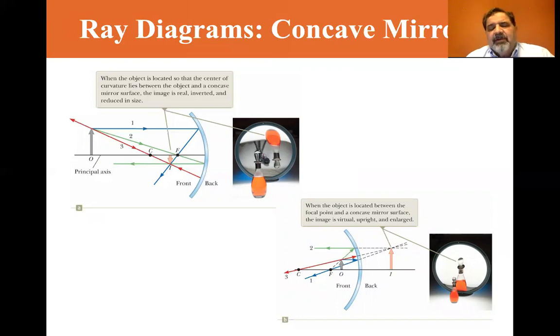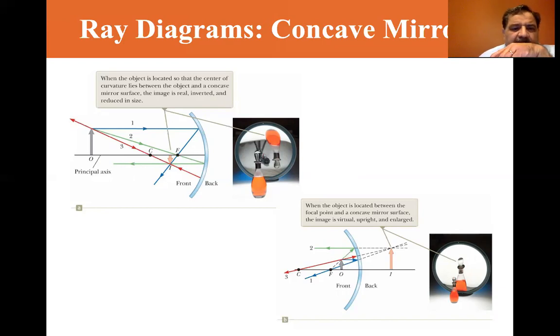It wouldn't do much good if you used a magnifying mirror and your image was upside down. These are the rays that you draw. From the object, the gray arrow, you draw a line parallel to the principal axis, and it reflects off the concave mirror and goes through the focal point.